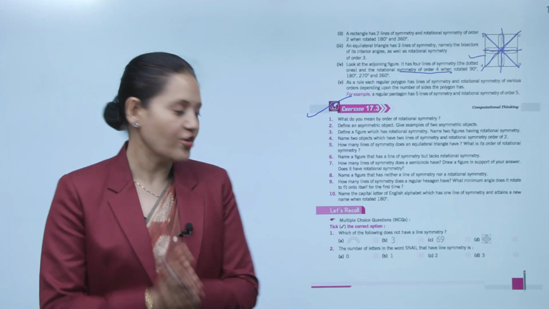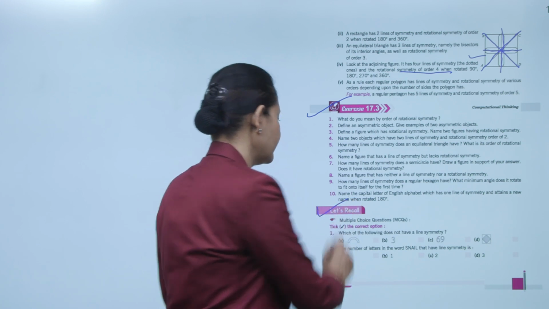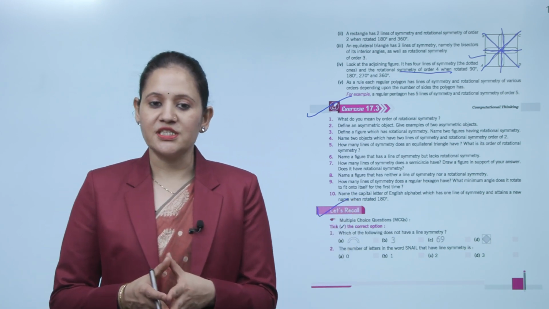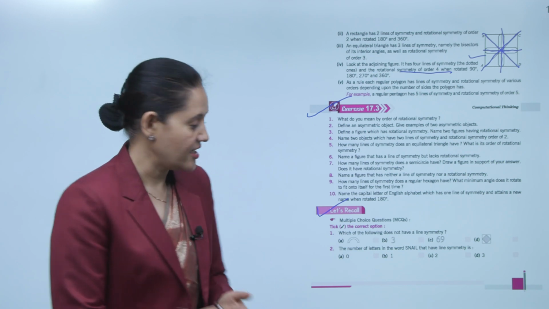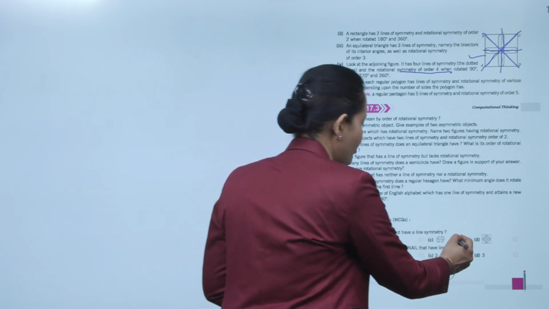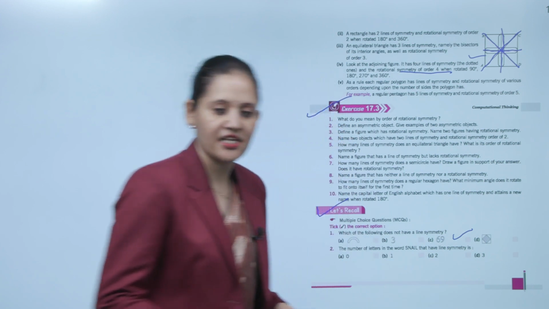Next is, let's recall. Multiple choice questions. Take the correct options. Which of the following does not have the line of symmetry? So, figure C, it does not have the line of symmetry. So, C is the correct option here.